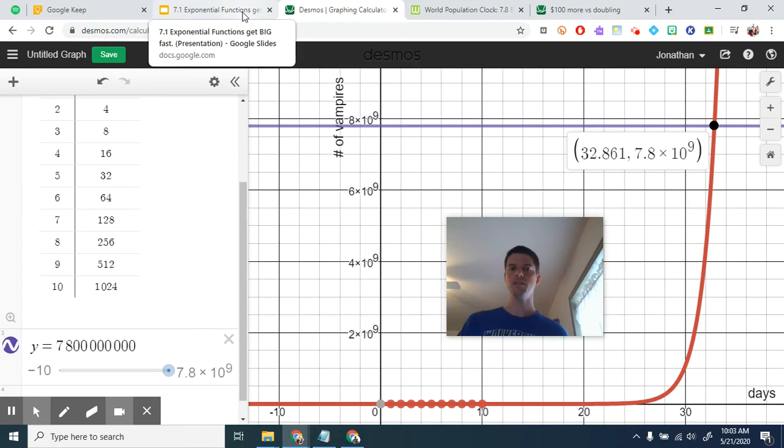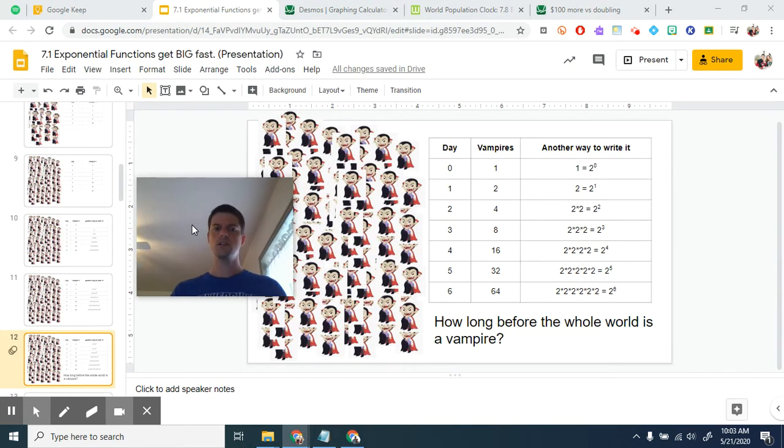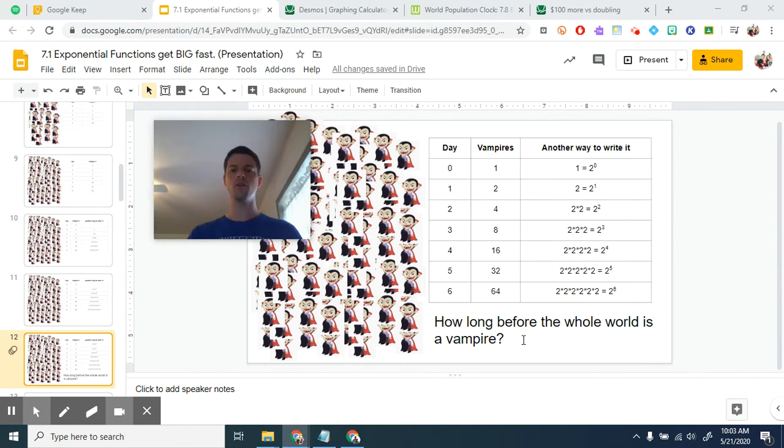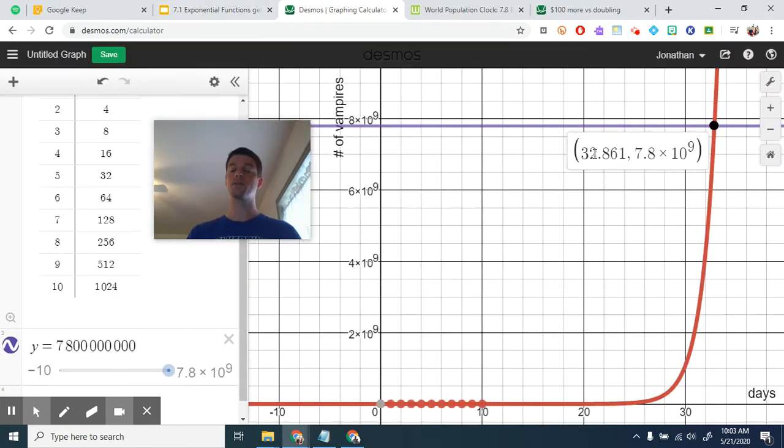Now, there are a few crazy things we can go here. Let's ask this question. How long before the whole world is a vampire? Well, how long before half of the world is a vampire? What do you think that would be? Go ahead and make a guess. Remember, the whole world becomes a vampire in 32.8 days. Okay, now that you have your guess, I'm going to show you how to do this.